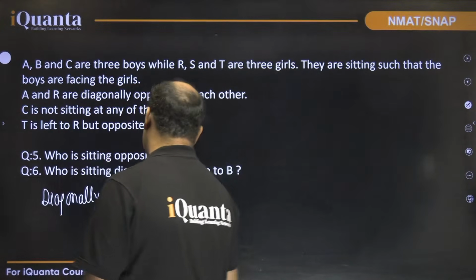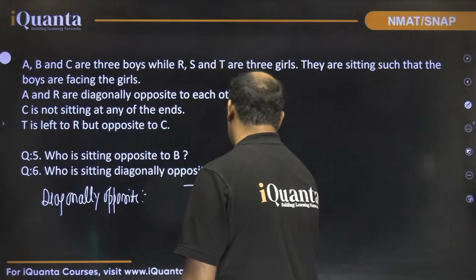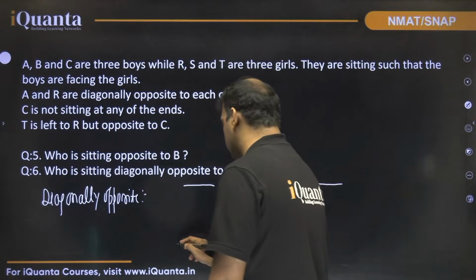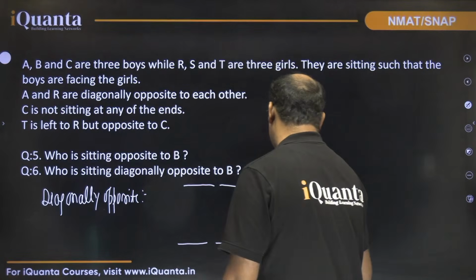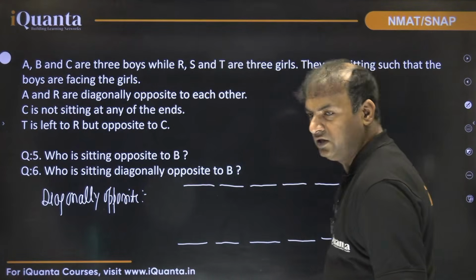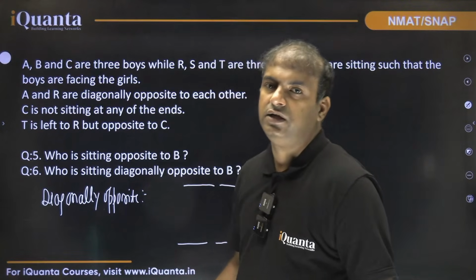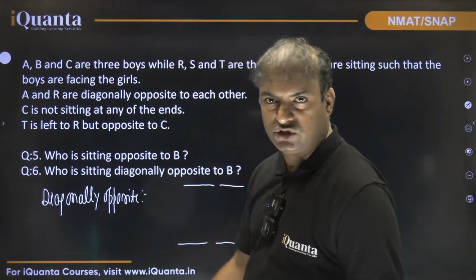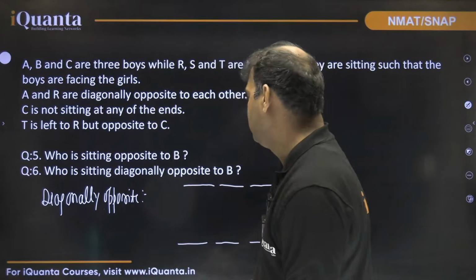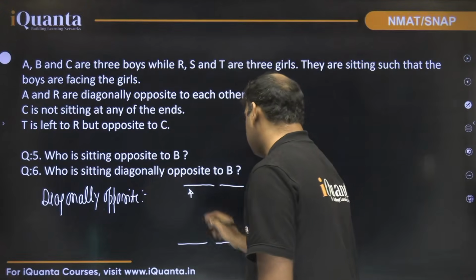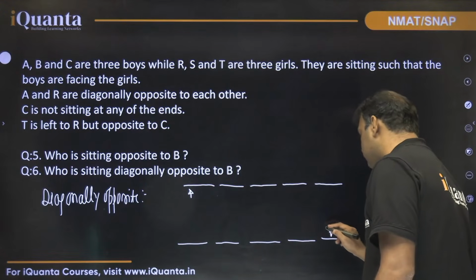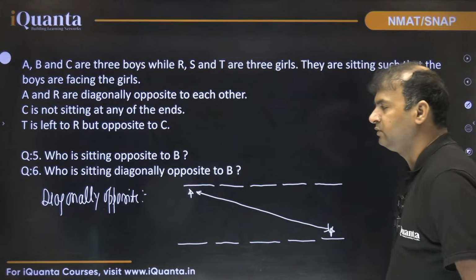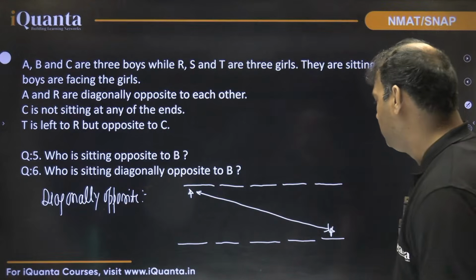What is that? Let's say we have something like this. Let's say we have two rows, and in both the rows there are 5 people, right? So what is the meaning of diagonally opposite? Diagonally opposite means the people at equidistant chairs, but from the opposite sides. That means this person and this person, right? We'll say that these two are diagonally opposite to each other. So this is the meaning of diagonally opposite.